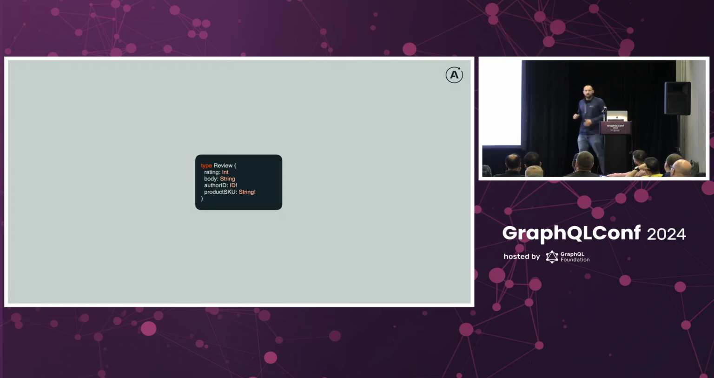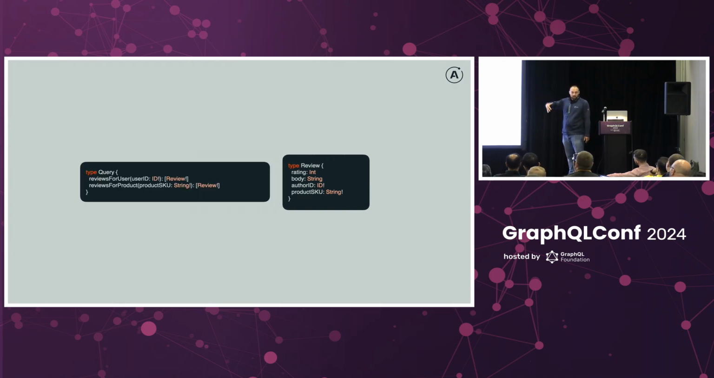And that's not all, because often relationships have two sides. In this case, a review is not just associated with an author and a product, but we may also want a way to get the reviews for a product or the reviews written by a certain author. And then in these types of models, you're forced to add query root fields that give you access to these relationships. Something like reviews for user, reviews for product.